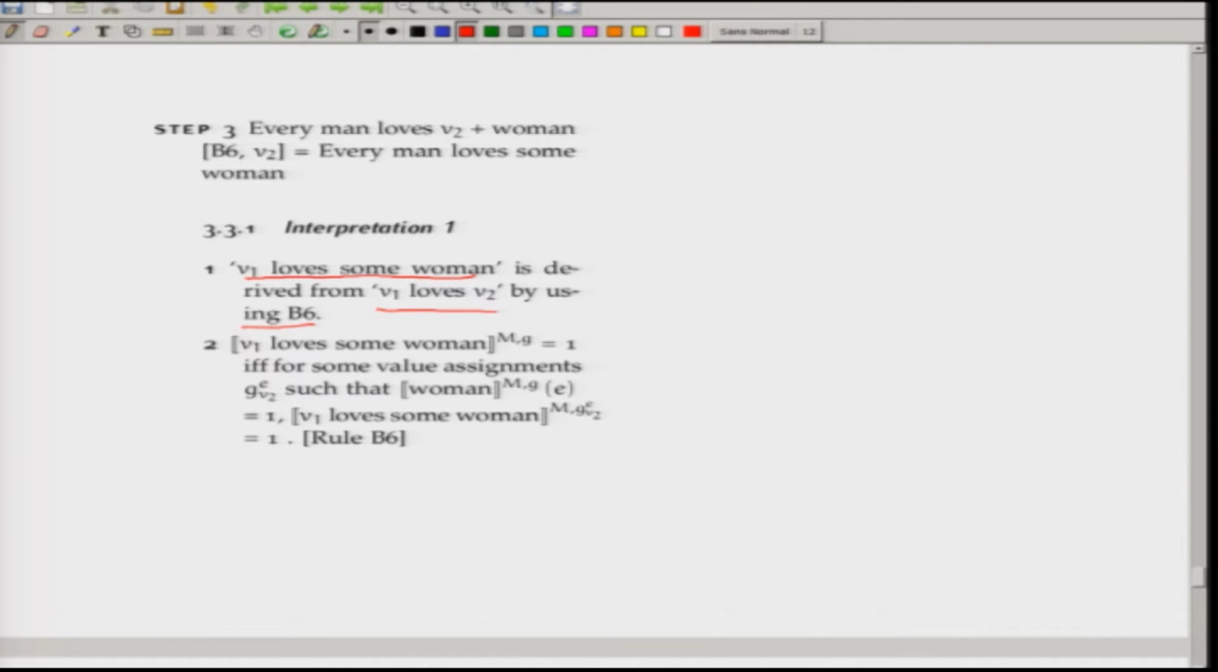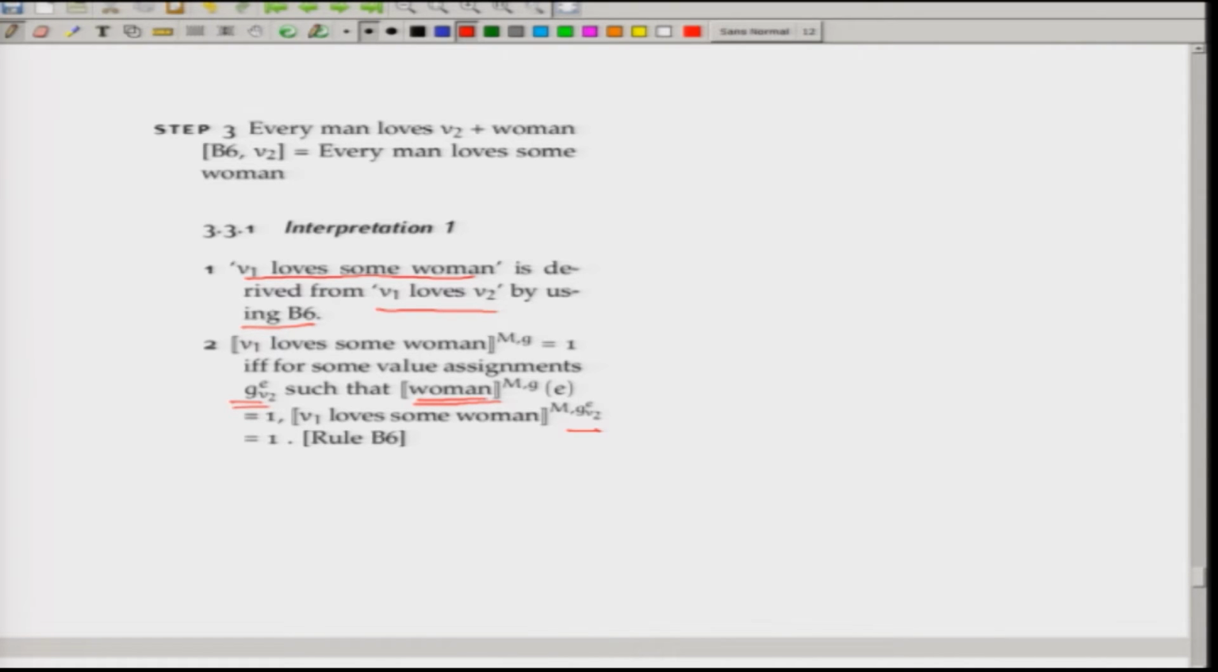What will be its truth value? We may remember that at each step we normally compute the truth value. The truth value of this will be 1 if and only if for some value assignment E, that is G E V2, such that the meaning of woman takes E and gives 1, that is E is a woman basically, and V1 loves some woman with respect to M, and G E V2 is 1. Here we are using rule B6 of syntax and rule B6 of semantics.